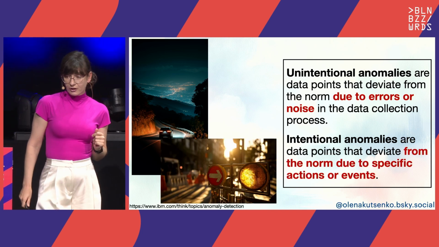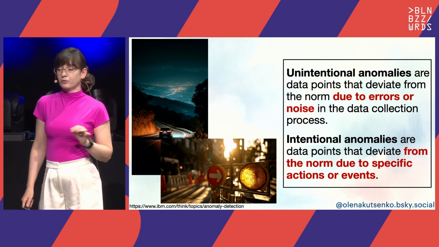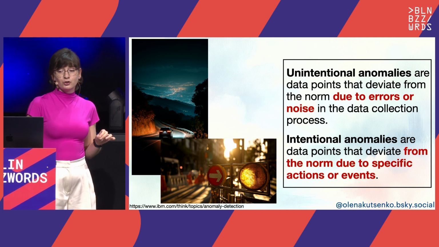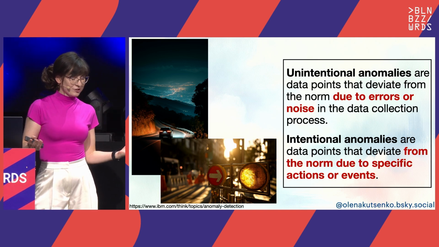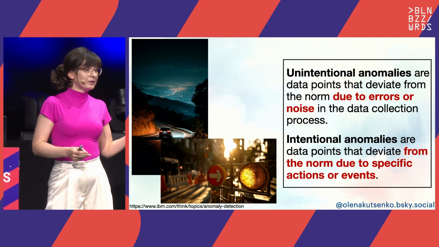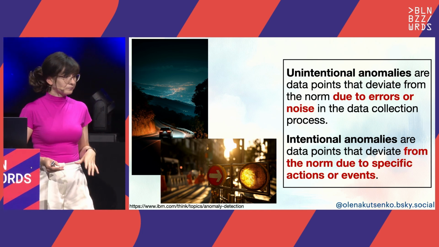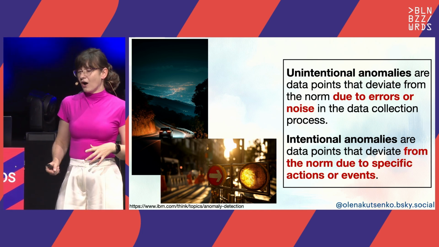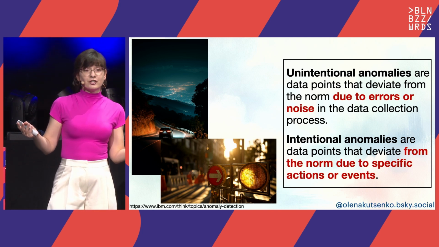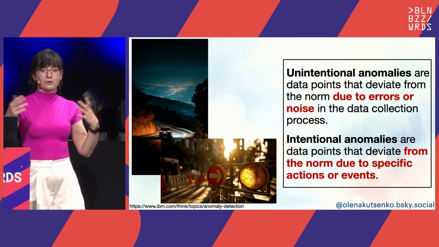Then there are intentional anomalies. Those we are really trying to prevent, because those are meaningful deviations from the norm due to some kind of deliberate actions or events which are happening around us. It can be something very negative, such as fraud or financial manipulation, or cyber attacks, for example, some brute force logins or something else. It can also be something totally innocent, which might not really bring any troubles.